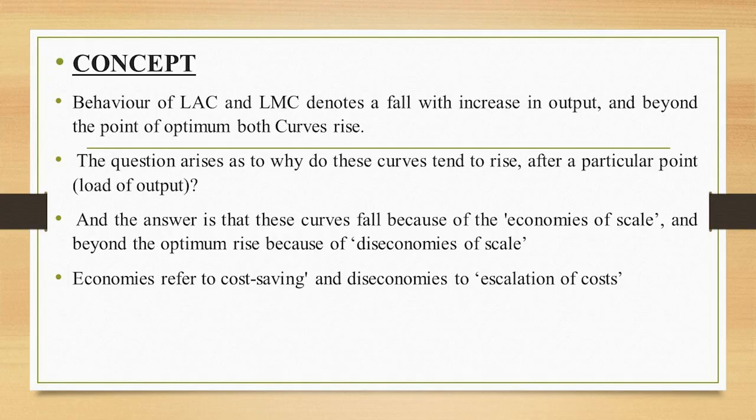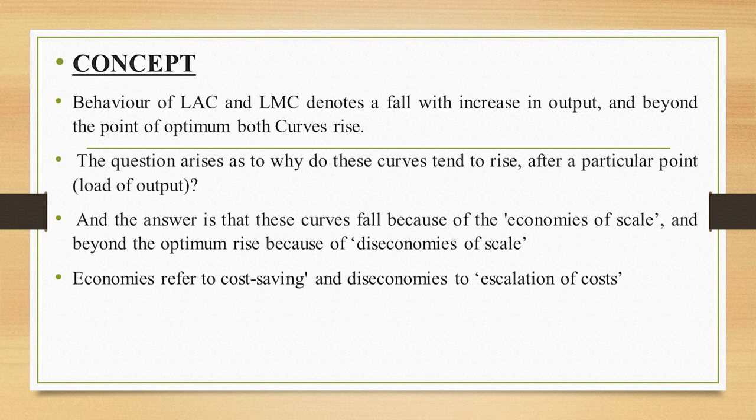Behavior of the long-run average cost curve and long-run marginal cost curve: it denotes a fall with increase in output. So whenever the output increases, there is a fall in LAC and a fall in LMC. We have added the letter L before AC, and similarly L has been added before MC. It makes it LAC, that means long-run average cost curve, and LMC means long-run marginal cost curve. They denote a fall with increase in output. So as the output increases, the LAC and LMC fall, and beyond the point of optimum, both curves rise, because it's rather natural that once the economies of scale have been exhausted, the curves start rising and diseconomies start taking place. Now the question arises as to why these curves tend to rise after a particular level of output.